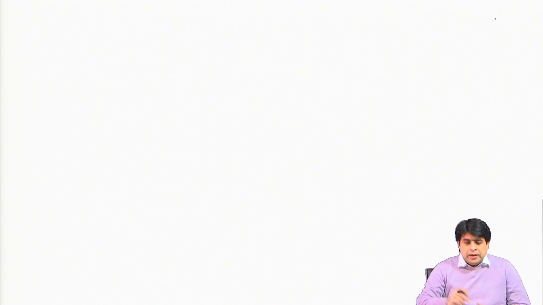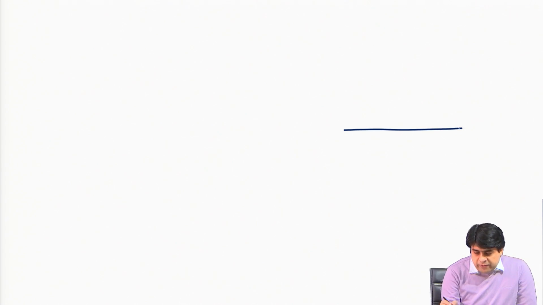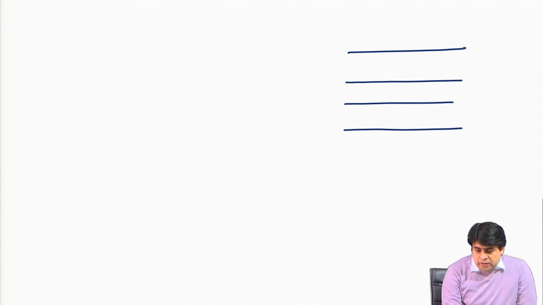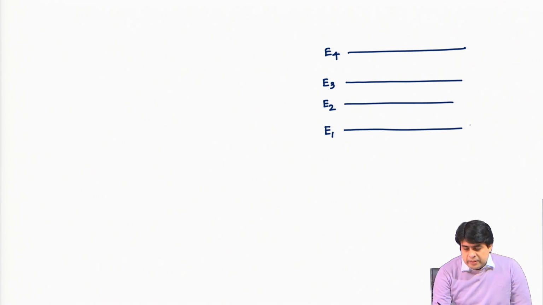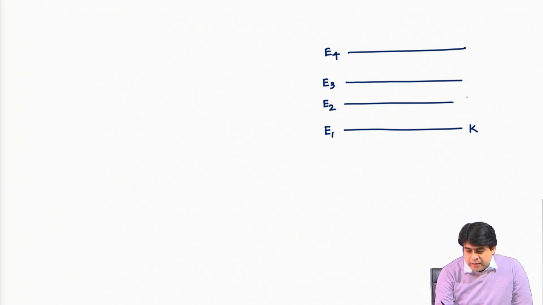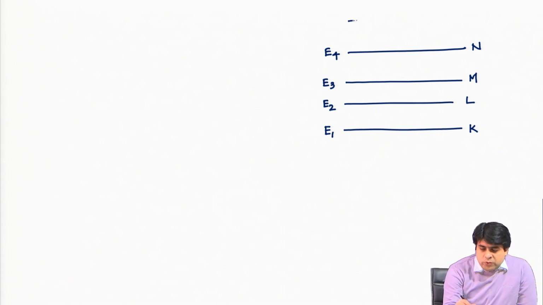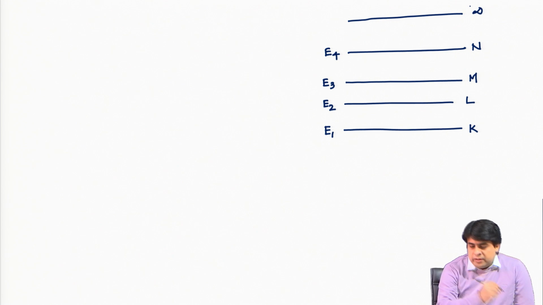So, if you see the energy level diagram of any metal, it has different energy levels. For example, it is not to scale, but suppose it has an E1 energy, an E2 energy, an E3 energy, an E4 energy. So, this is the energy of the K shell, this is the L shell, this is the energy of the M shell, and this is the energy of the N shell. And similarly, you have some other energies, and then there is infinity.